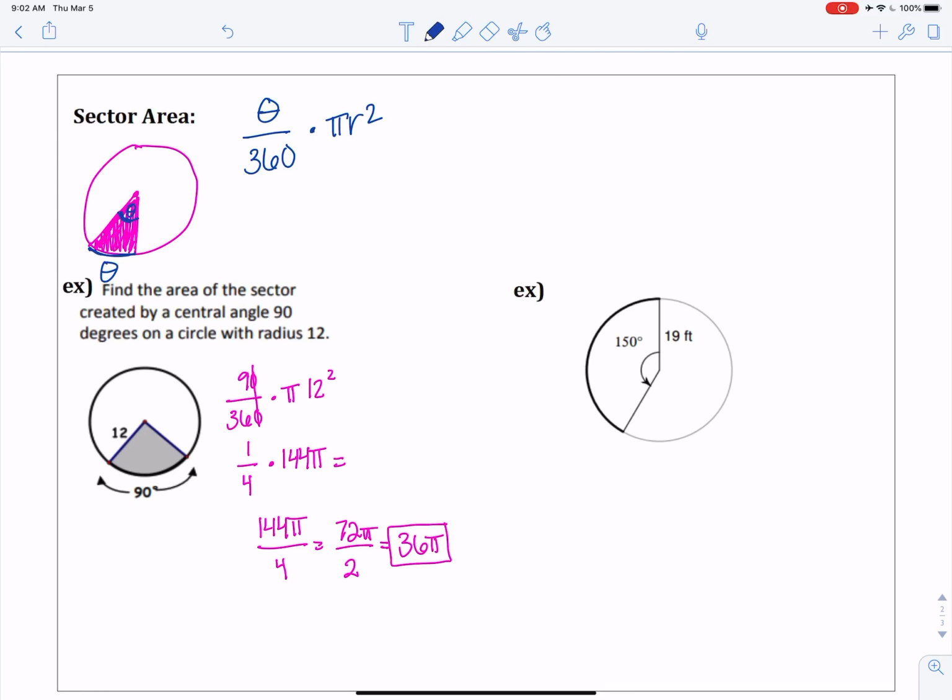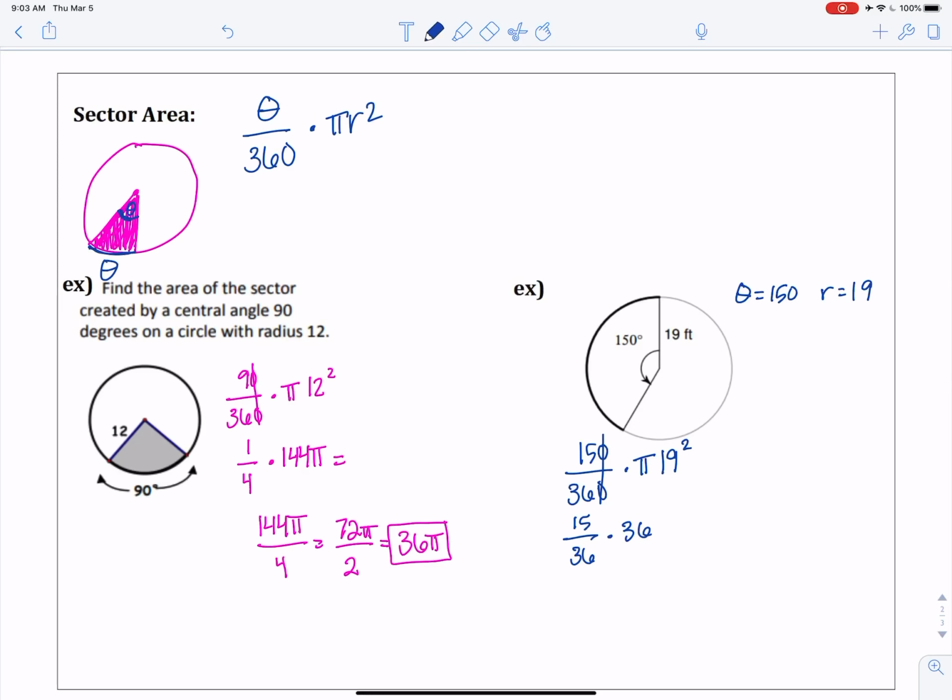For our second example, our angle given to us is 150. The radius is 19. So we're just going to plug that in. 150 over 360 times pi r squared, so pi 19 squared. I'm going to go ahead and simplify 15 over 36 times, and then 19 squared is 361 pi.